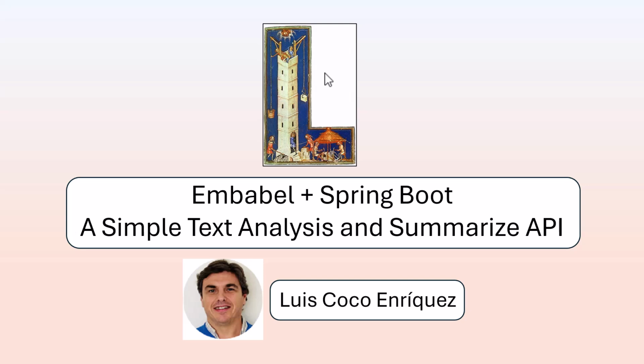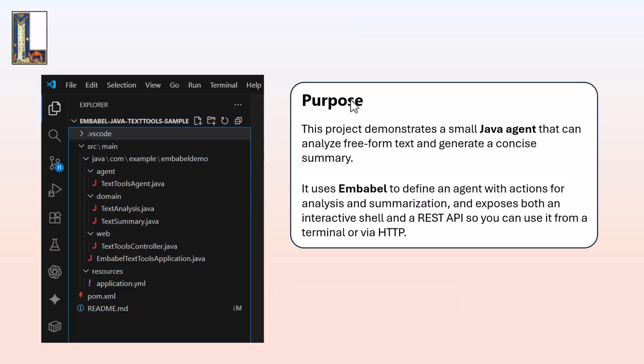Embabel plus Spring Boot, a simple text analysis and summarize API. Purpose and overview. This project demonstrates a small Java agent that can analyze free-form text and generate a concise summary. It uses Embabel to define an agent with actions for analysis and summarization, and exposes both an interactive shell and a REST API so you can use it from a terminal or via HTTP.